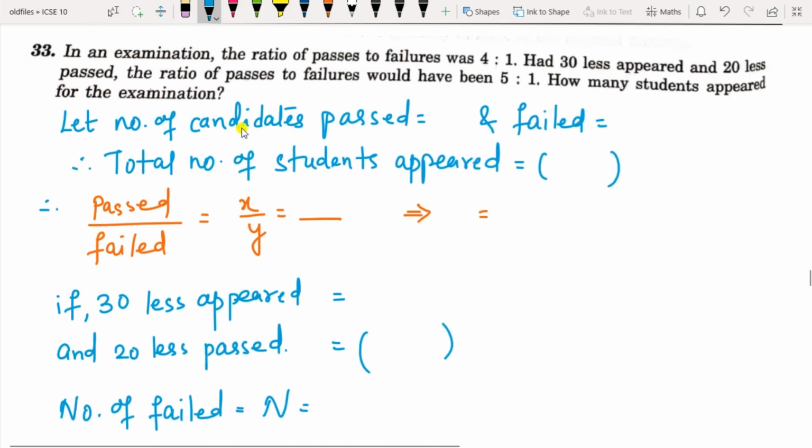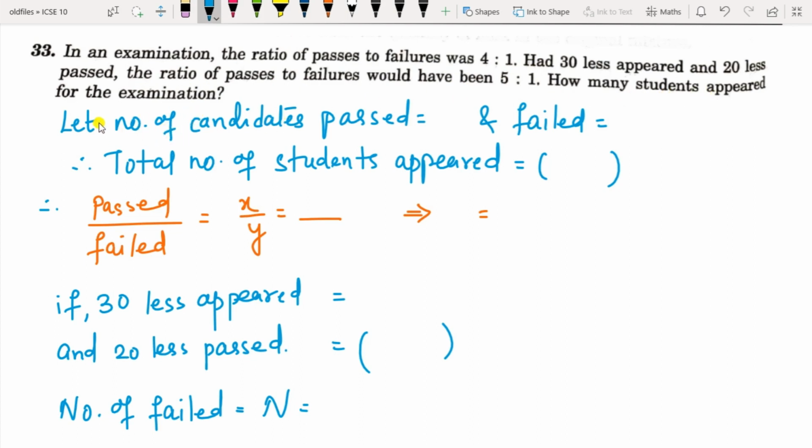Question 33. In an examination, the ratio of passes to the failure is 4:1. So the ratio is given as 4:1. So let the number of candidates passed be 4x. Had 30 less appeared and 20 less passed, the ratio of pass to failure will be 5:1. How many students appeared for the examination?